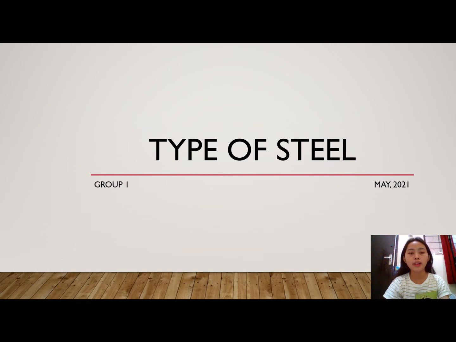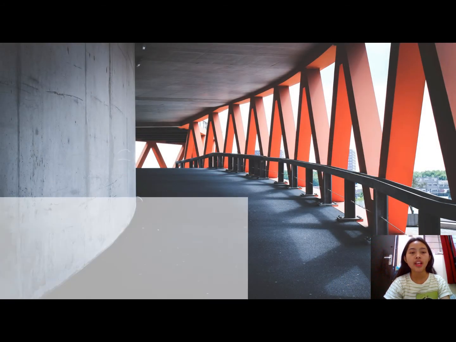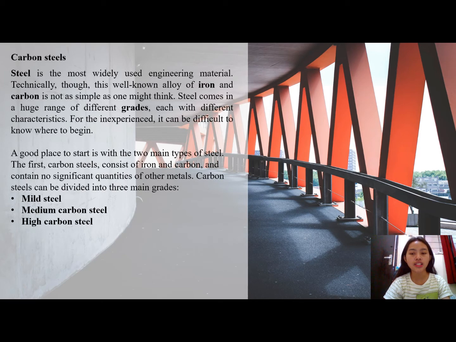Hello everyone, my name is Caecilia and now I will explain about the types of steel. Steel in general can be grouped into two types, namely, the first, carbon steels. Steel is the most widely used engineering material. Technically, this well-known alloy of iron and carbon is not as simple as one might think.